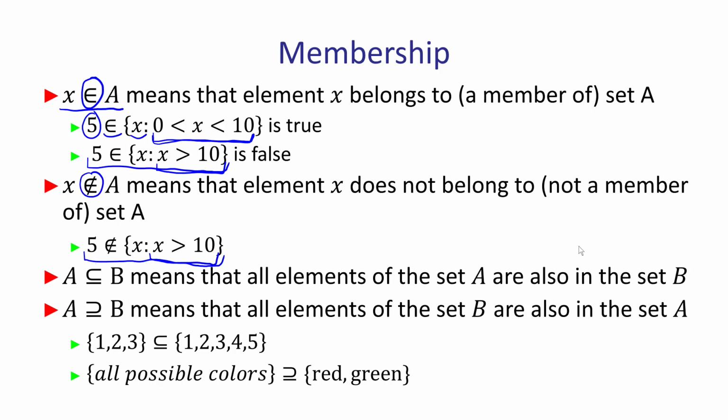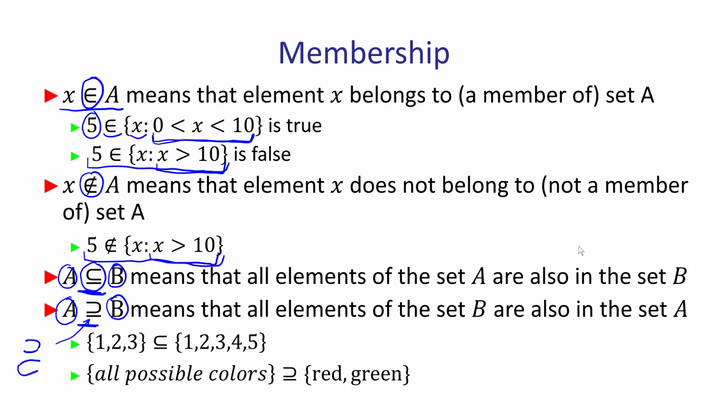Another symbol that we need to learn means that all elements of the set A are also in the set B. So basically, set A is a subset of set B. This is the symbol of subset. You can go also the other direction and show that set B is a subset of set A. It means that all elements of the set B are also in the set A. Sometimes we are not using that equal part, which means we're using just this symbol or this symbol.